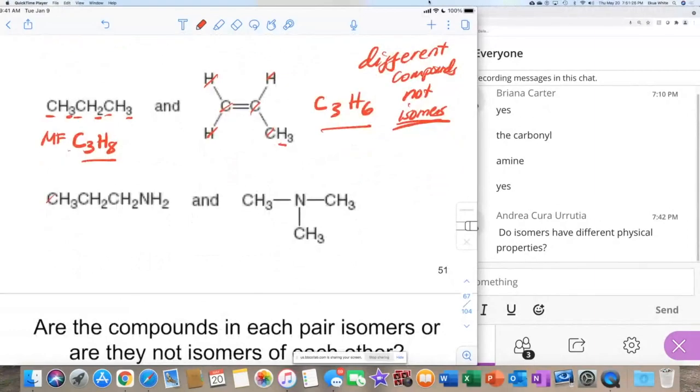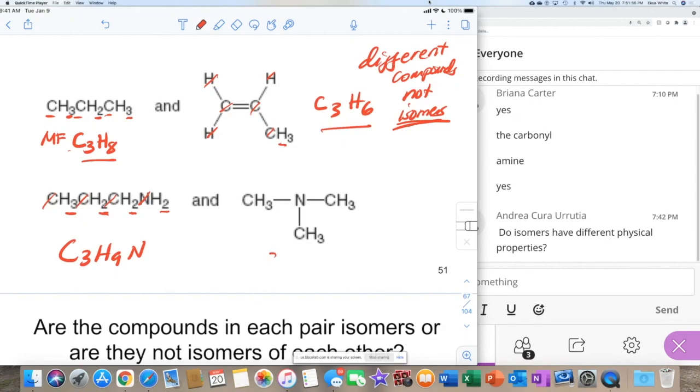What about these ones here? 1, 2, 3. C3. N. 1 N. 3 plus 2 plus 2 plus 2. H9? I should write it differently. C3H9N. 3 plus 2 plus 2 plus 2 is 9, right? I get stumped with things like counting.